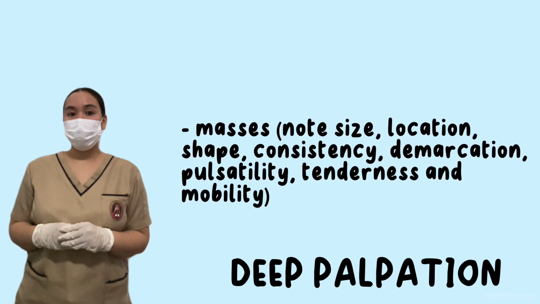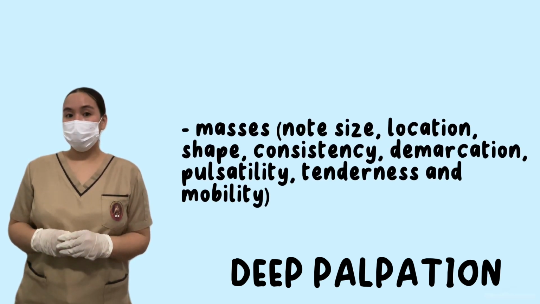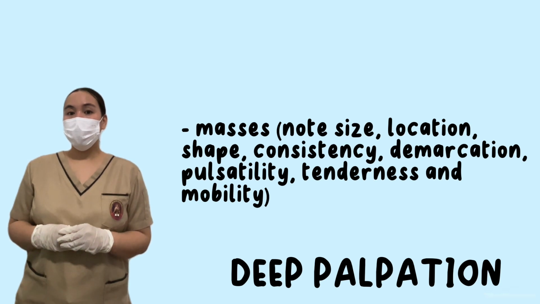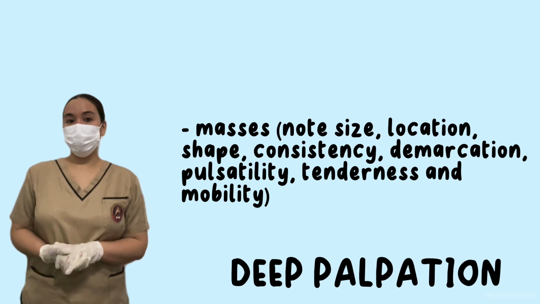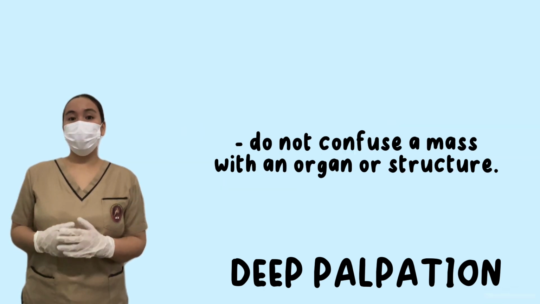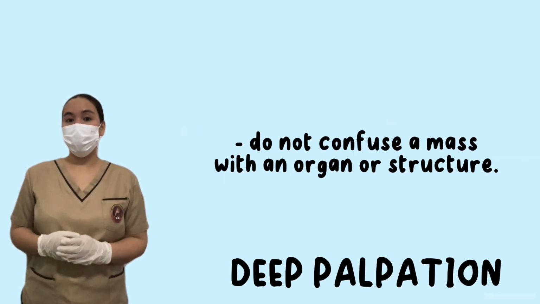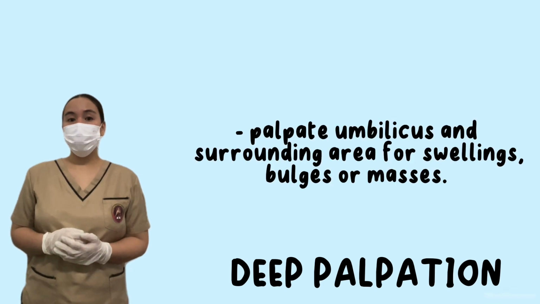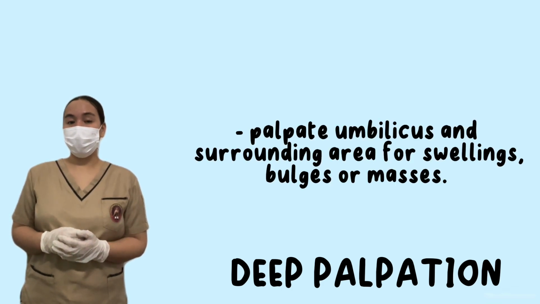We want to also palpate for masses, note their location, size in centimeters, pulsatility, shape, consistency, and demarcation. We want to also note tenderness and mobility. So we do not want to confuse a mass with an organ or structure. We want to palpate the umbilicus and surrounding area for swelling, bulges, or masses.